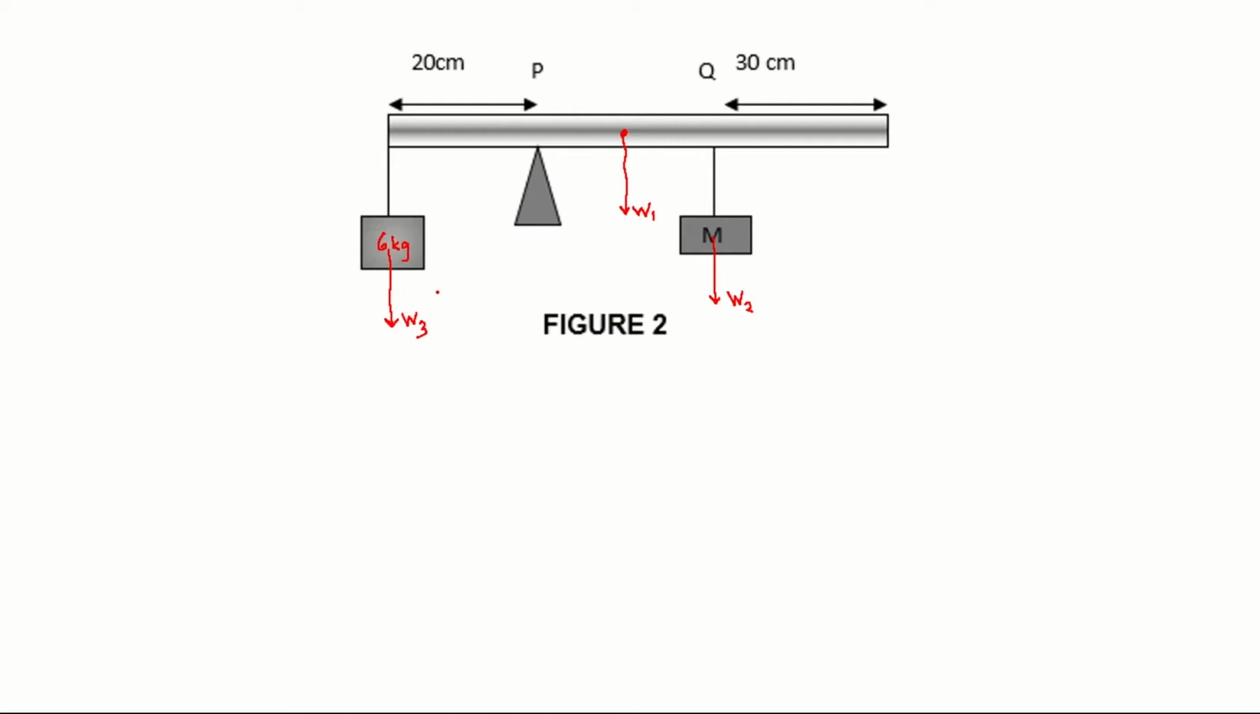So all the forces here, W1, W2 and W3, are downward. It means that another force to balance the system must be upward. So where is this force? The force here is at point P, and its direction is straight up. We can label it FP.